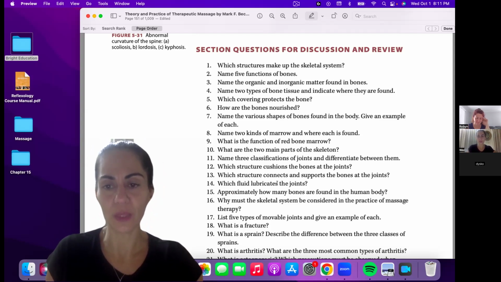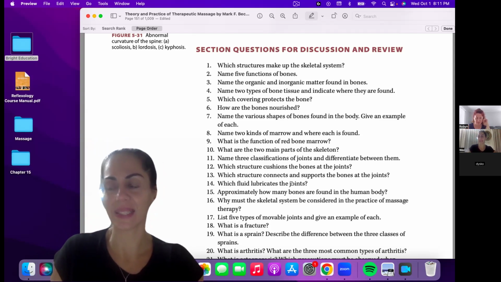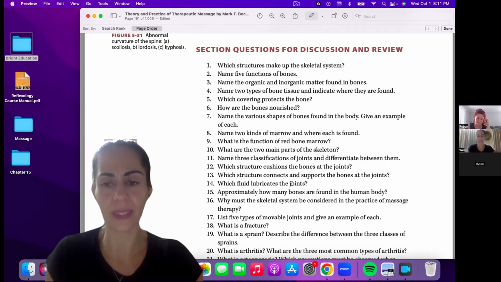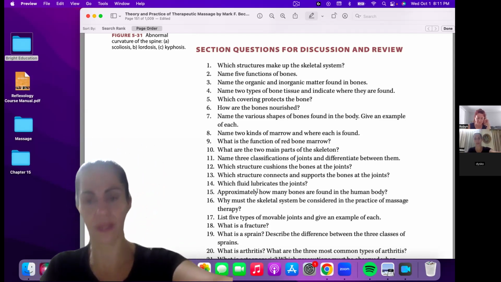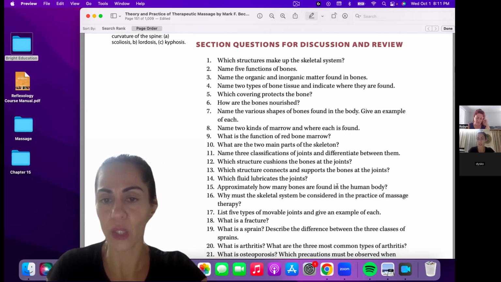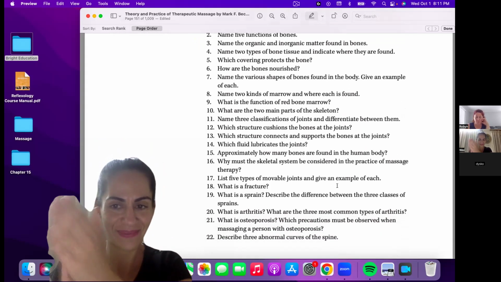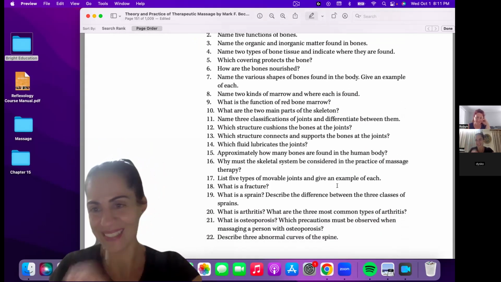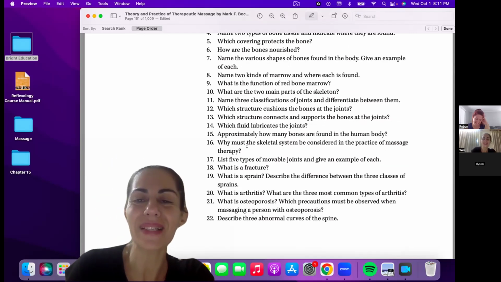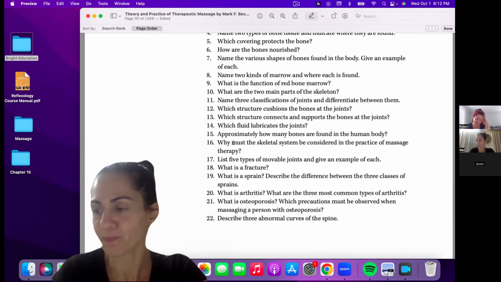Which fluid lubricates the joint? Synovial fluid. Another name for it is synovium, in case they trick you a little bit. Number 15. Approximately how many bones are found in the human body? 206. Correct. Why must the skeletal system be considered in the practice of massage therapy?